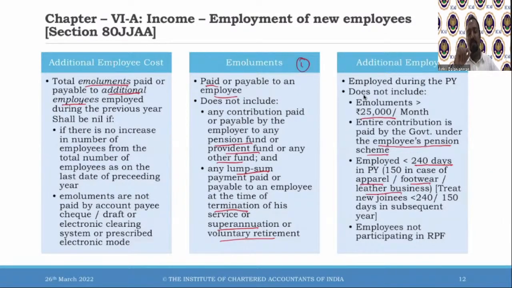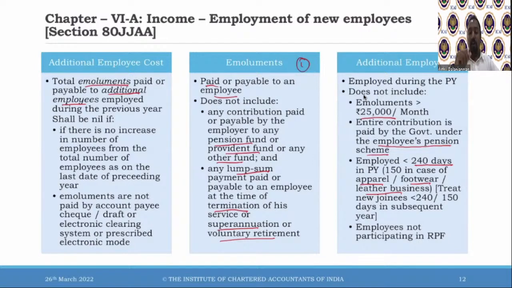For these three businesses, it is not 240, it is 150 days. So this 150 days is considered, that is 5 months. So instead of 8 months, what is covered is 5 months. So that 5 months is sufficient to be called them an additional employee.